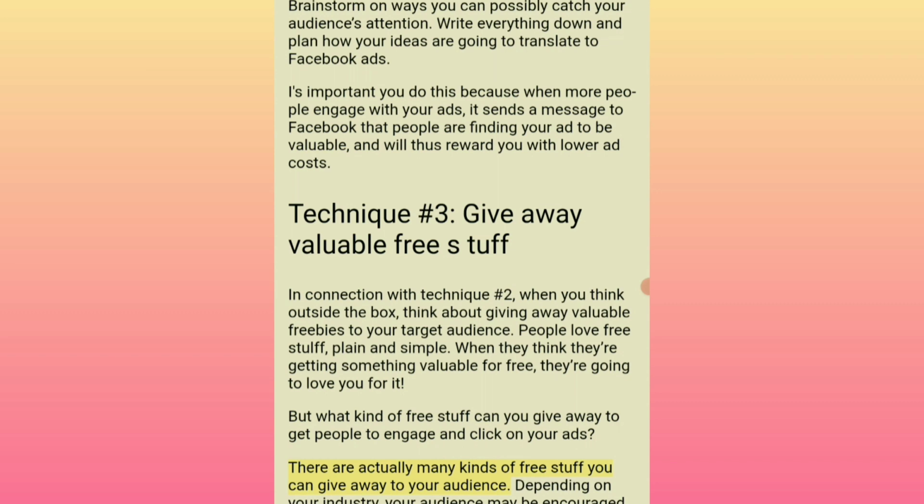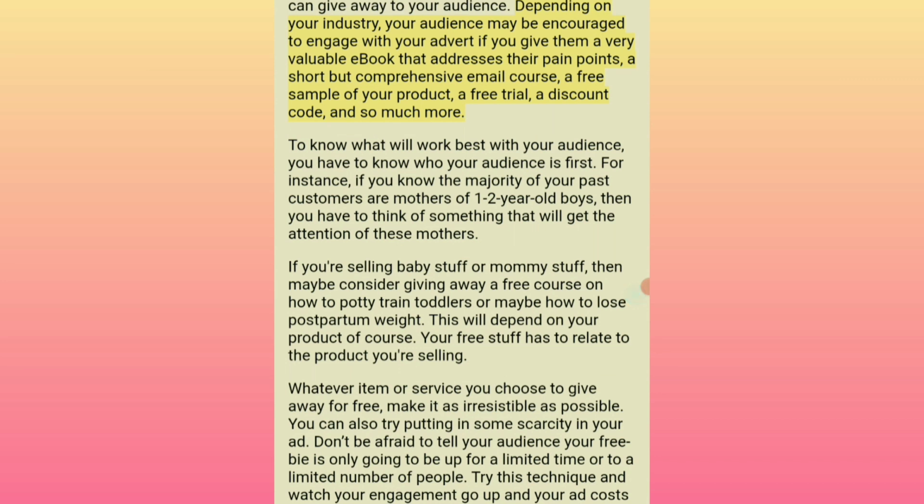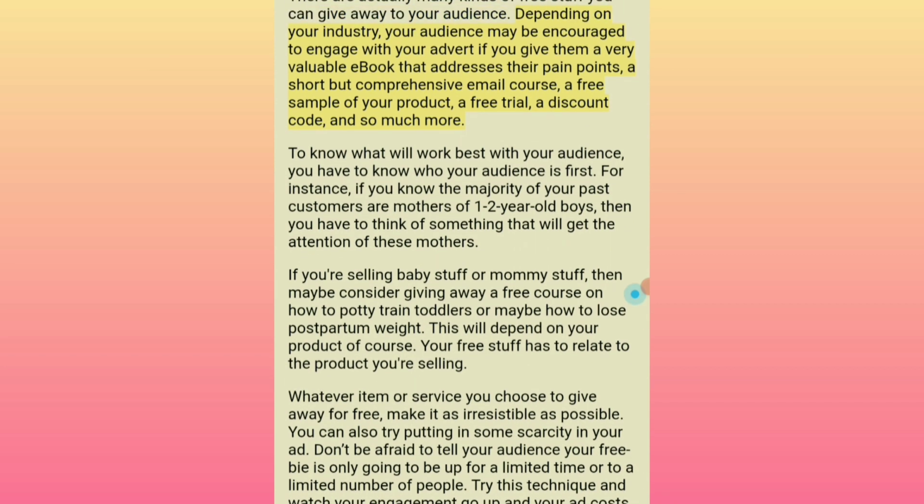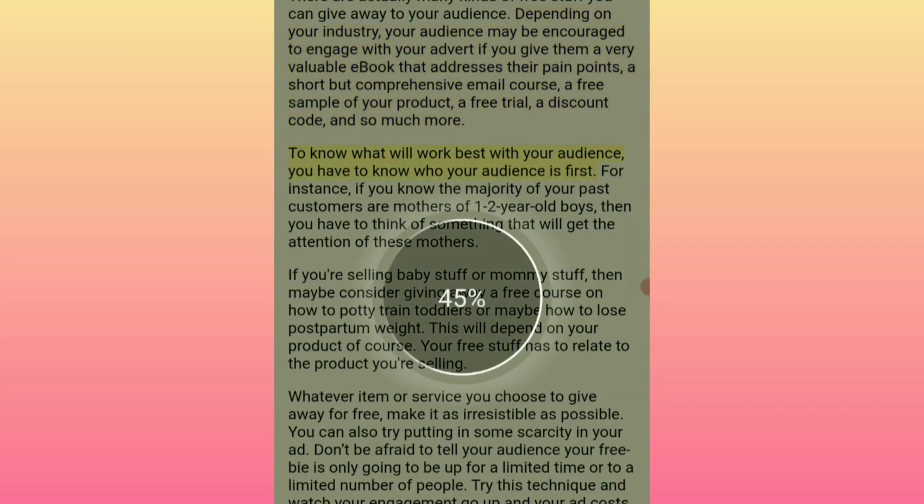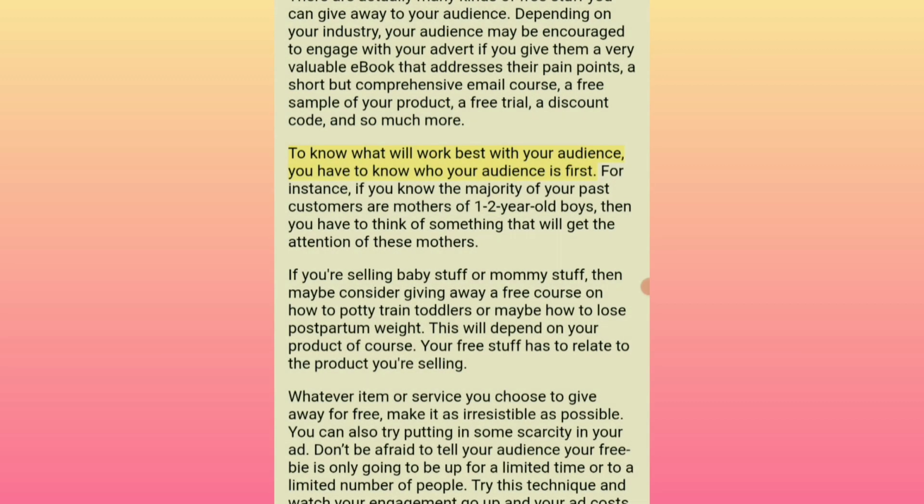To know what will work best with your audience, you have to know who your audience is first. For instance, if you know the majority of your past customers are mothers of 1 to 2-year-old boys, then you have to think of something that will get the attention of these mothers. If you're selling baby stuff or mommy stuff, then maybe consider giving away a free course on how to potty train toddlers or maybe how to lose postpartum weight. This will depend on your product, of course. Your free stuff has to relate to the product you're selling.